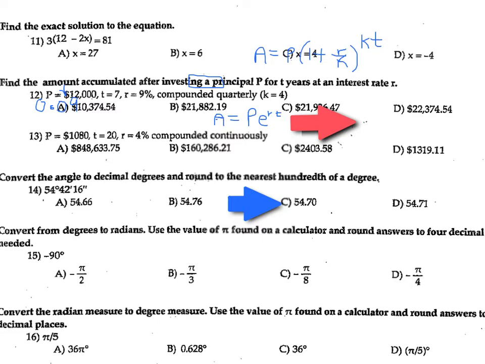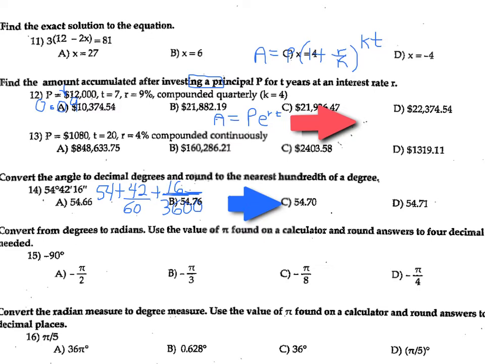And here, how are you going to put that into the calculator? You're going to put 54 plus 42 over 60 minutes, plus 16 over how many seconds? 3,600. So just put that into the calculator and that should give you the C, 54.70.